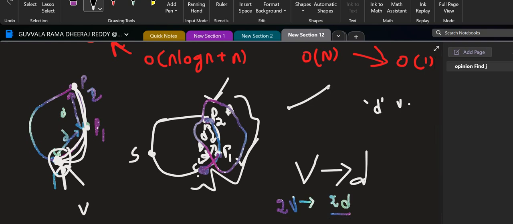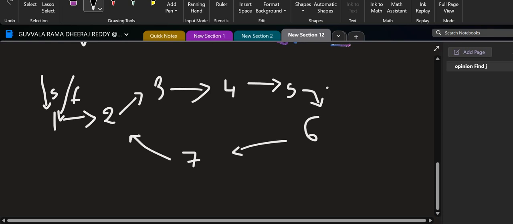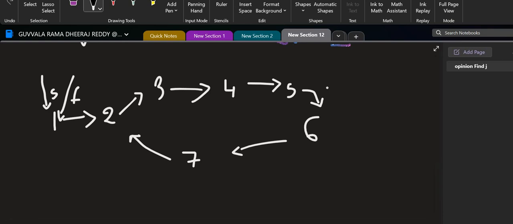They never meet. But in a cycle, they will definitely meet. This is the main core concept. In a circle, they will definitely meet if they are going at different speeds. Not necessarily double the speed. If there are two persons, and one is going with more velocity compared to another, that's the most important thing.